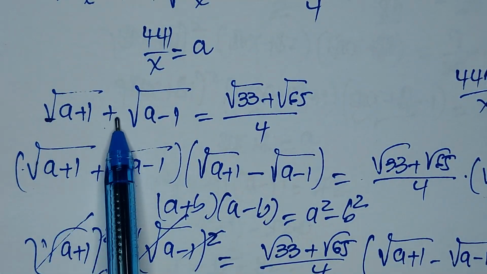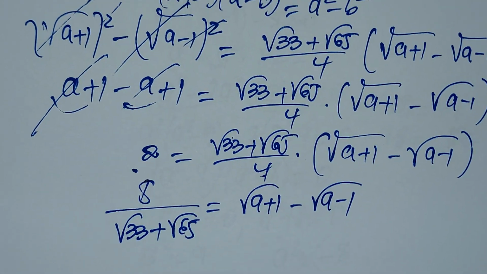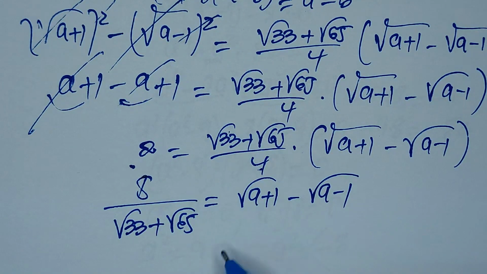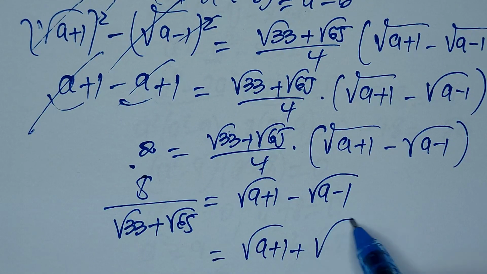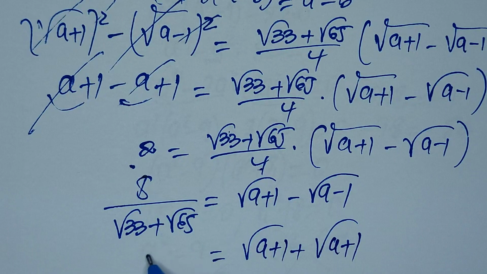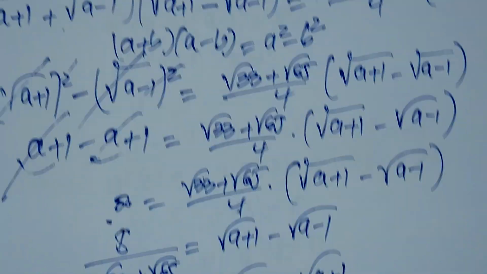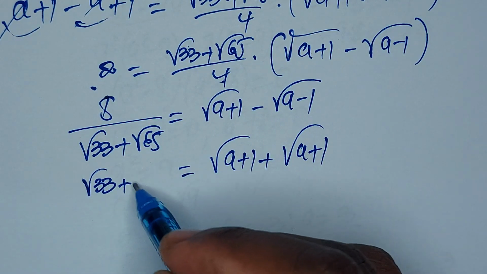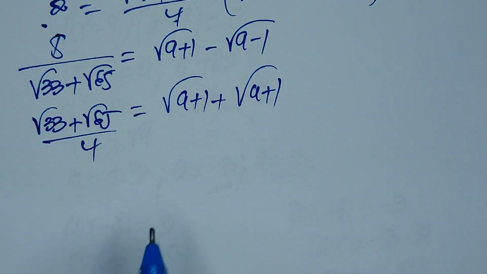This square root plus this square root is equal to this, but now I have that this minus this is equal to this. So I'm going to say this is square root of a plus 1 minus square root of a minus 1, and this is equal to this. So this is equal to 33 plus 65, divided by 4.